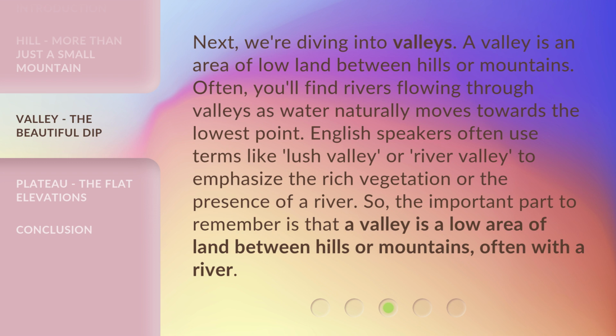English speakers often use terms like lush valley or river valley to emphasize the rich vegetation or the presence of a river. So, the important part to remember is that a valley is a low area of land between hills or mountains, often with a river.